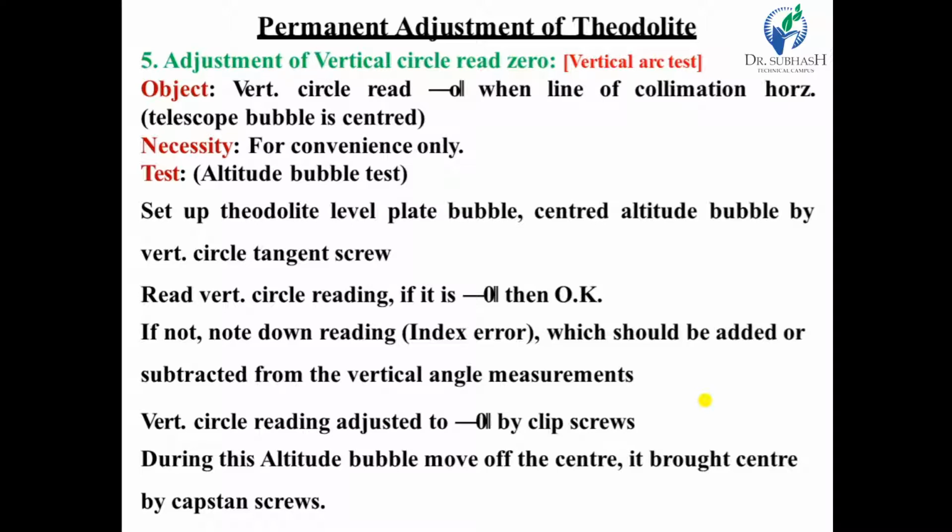Set up the theodolite, level the plate bubble, center the altitude bubble by the vertical circle tangent screw, and read the vertical circle reading. If it is 0, then OK. If not, note down the reading which should be added or subtracted from the vertical angle measurement. Vertical circle reading is adjusted to 0 by the clip screw. If the altitude bubble moves off center, it is brought to center by the capstan screw.